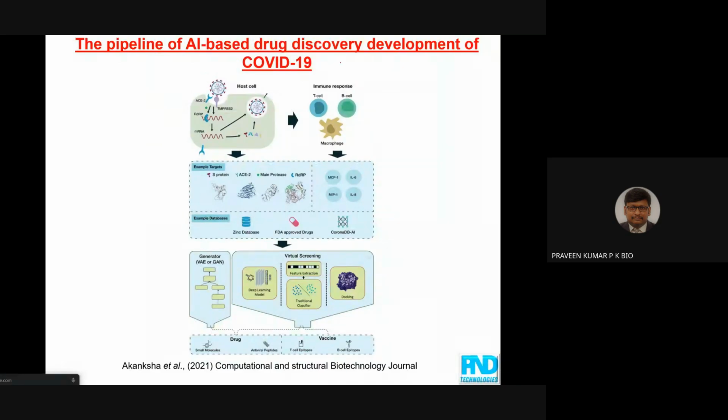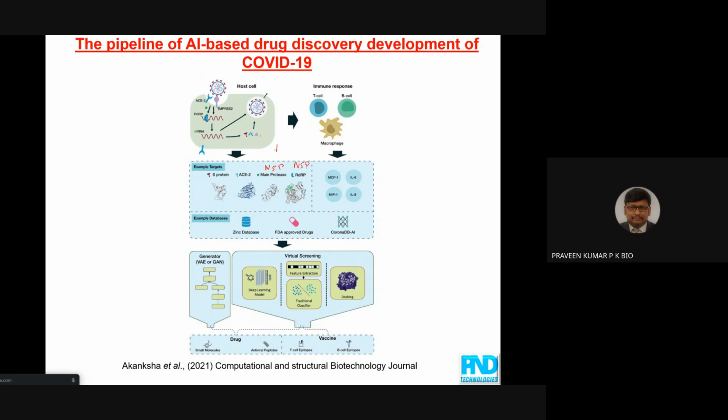Pipeline of AI-based drug discovery and development for COVID-19. I told you that in the SARS-CoV-2 virus, we have structural proteins and non-structural proteins. Among the non-structural proteins, we have the main protease, the chymotrypsin-like protease, and types of proteases. And in most viruses we have RNA-dependent RNA polymerase. These also come under non-structural proteins.